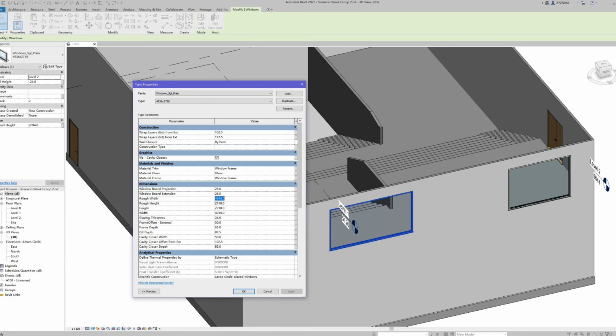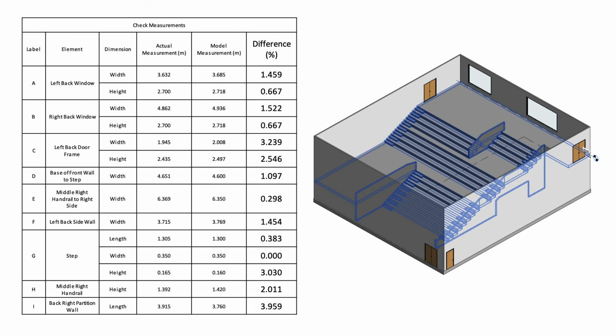The positions and dimensions of the windows and the doors were measured from the point cloud model and set to the exact figures obtained from the measurements in order to reflect precisely what the laser scan data recorded. A check on the measurements of some of the key elements, comparing the actual measurements and the measurements in the model, was carried out and concluded in this table.